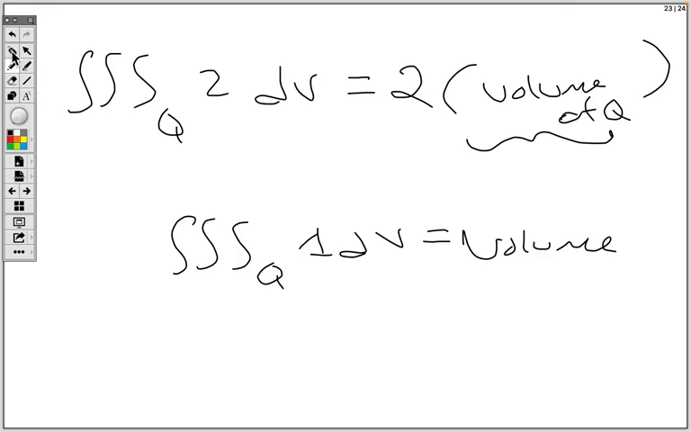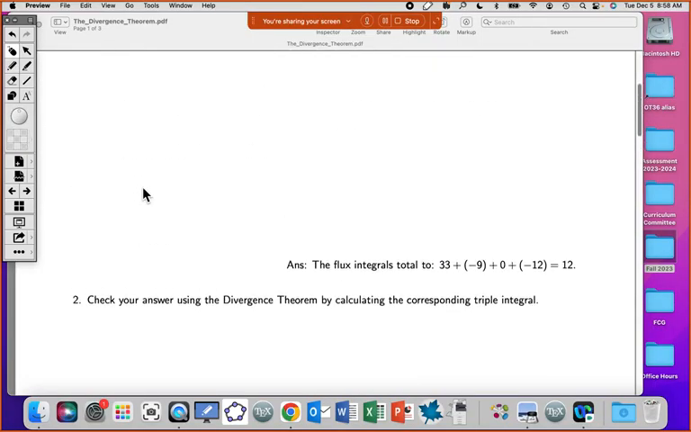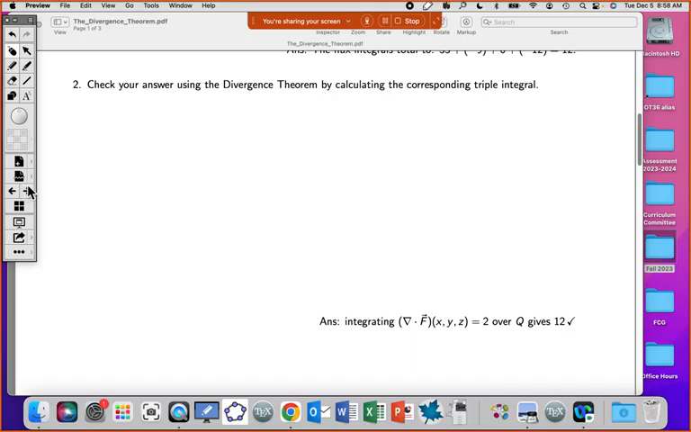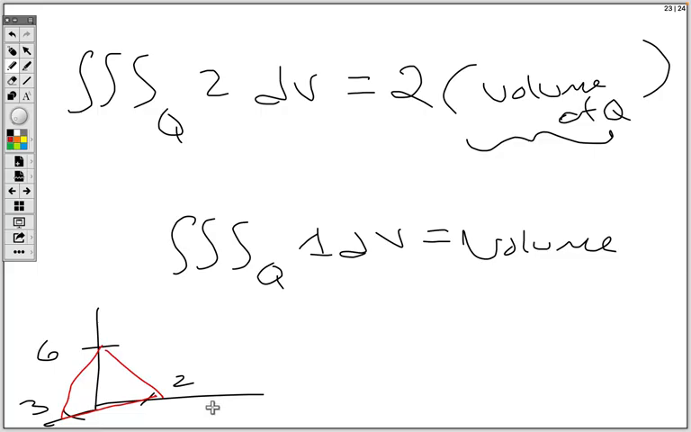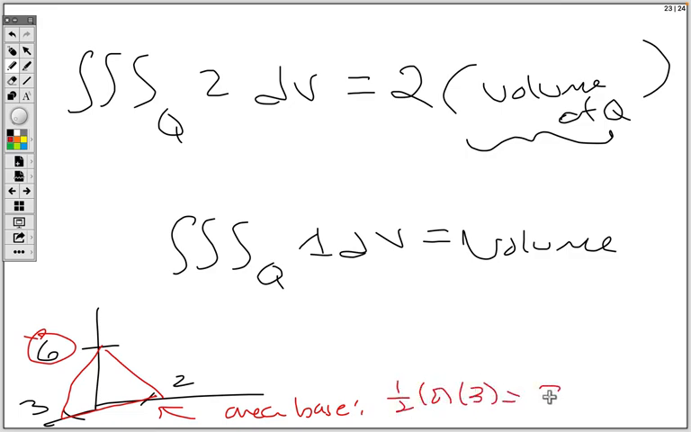Now, Q is a tetrahedron. So that's 6, that's 3, that's 2. So it's got a height of 6, depending how you look at it. The area of the base is 1/2 times 2 times 3, which is 3. And the height is 6.